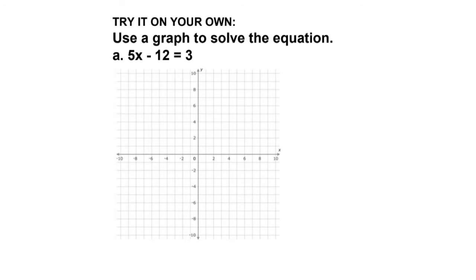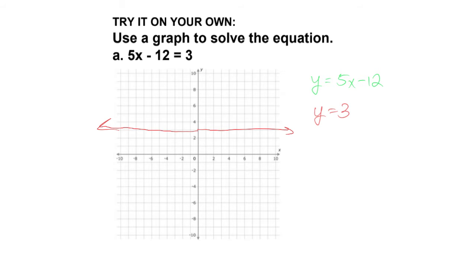All right, so hopefully you paused and tried A. Right, we're graphing two equations. So y equals 5x minus 12 and y equals 3. Easiest one to graph is 3. Oh, that's a bad line. Sorry, that's not the best line, but y equals 3.